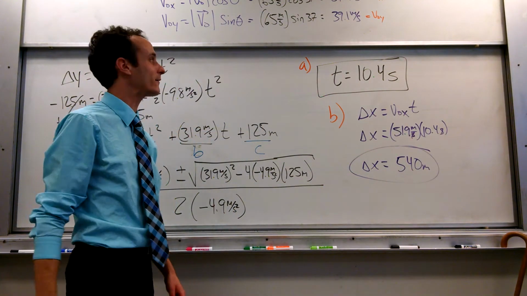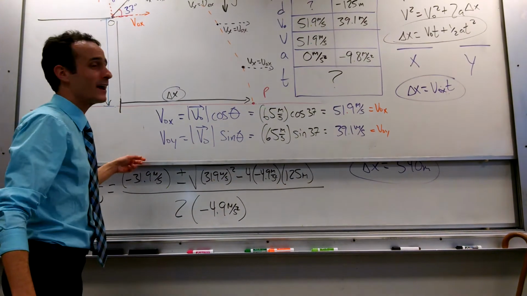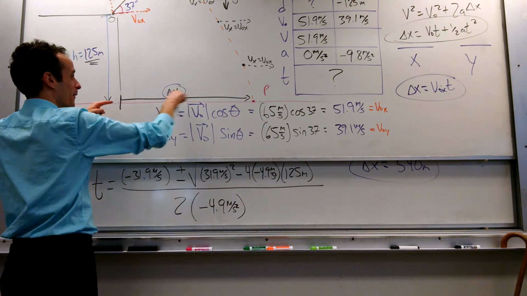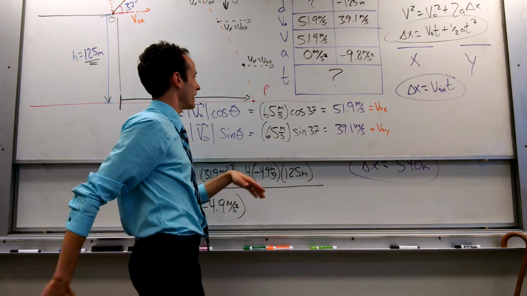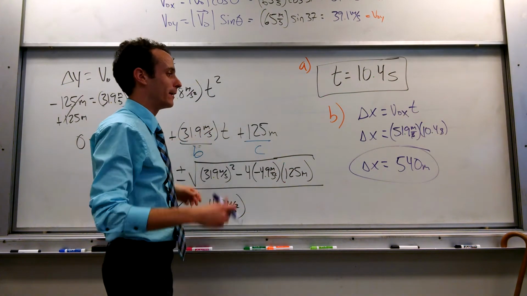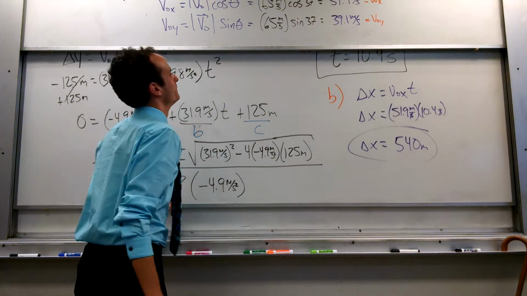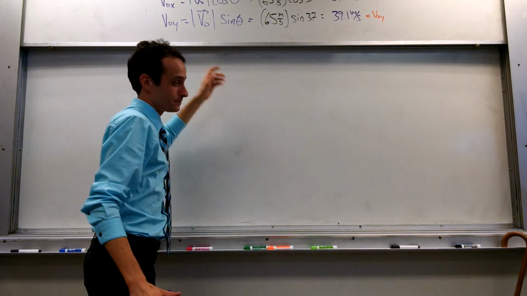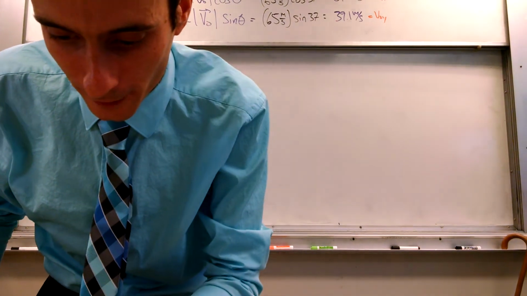Does that positive make sense to you? Why, yes it does, Mr. Fournier. This starts at 0, it goes to the right. Boom, right there. It's in the positive direction. So positive 540 meters makes sense. Awesome. All right. And that's that. That was it with part B.